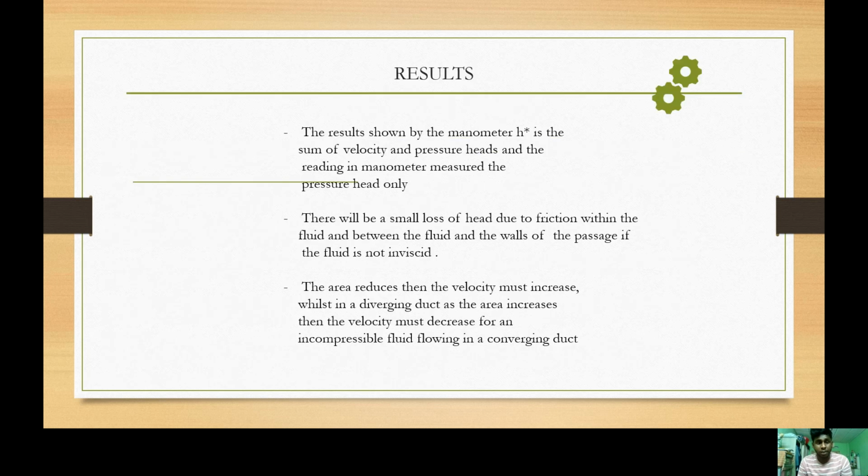The results. The result shown by the manometer is the sum of the velocity and the pressure heads, while the reading in the manometer measured by the pressure head only. There will be a small loss of head due to the friction within the fluid and between the fluid and the walls of the passage if the fluid is not inviscid. When the area is reduced, the velocity must increase. In a diverging duct, as the area increases, the velocity must decrease for an incompressible fluid, and the reverse in a converging duct.